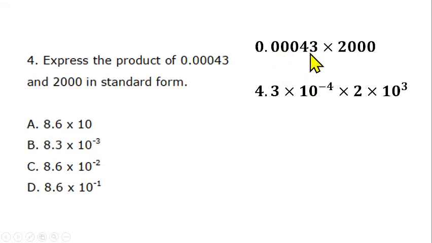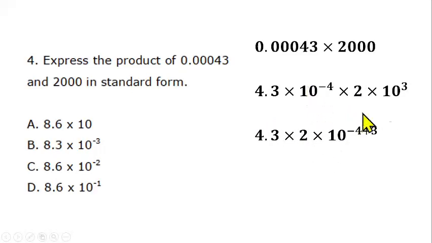That will give us 4.3 times 10 raised to the power minus 4. You move the decimal point to between 4 and 3. Then change this one to standard form. That gives us 2 times 10 raised to the power 3. Move the decimal point from here to here. Then from there, 2 multiplied by 4.3.